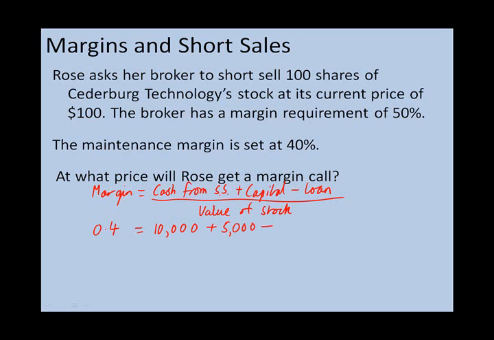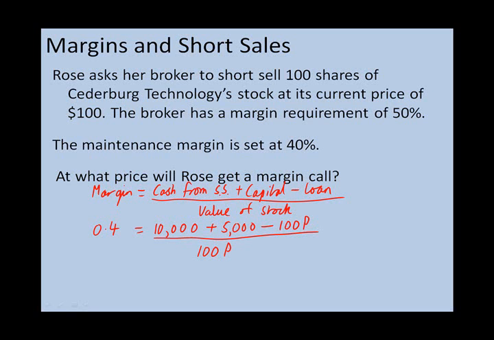Now we just have to consider the loan. The loan is for 100 shares. What we don't know is the price. So at what price will Rose get the margin call? We need to solve for this price. What's the value of the stock? It's going to be 100 times the price.